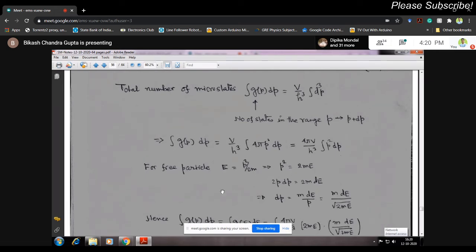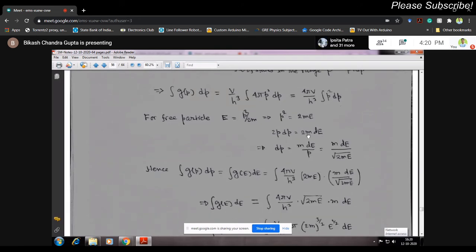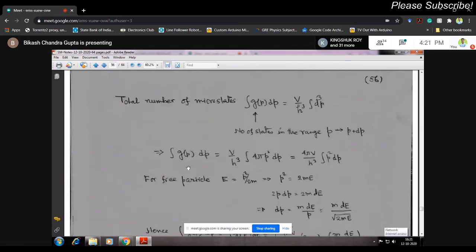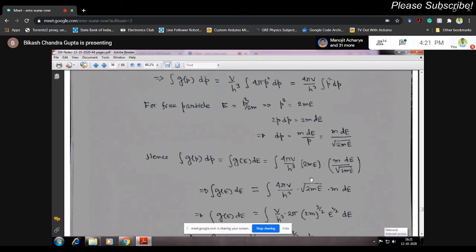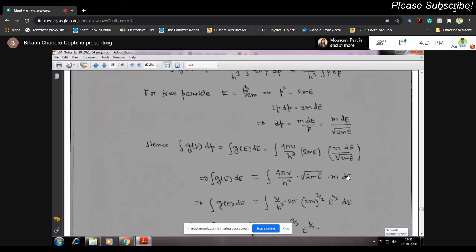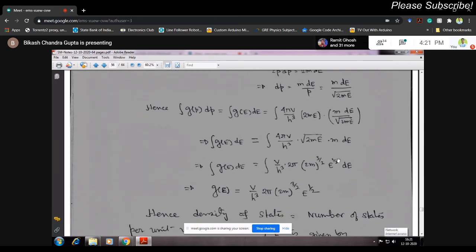And generally when you talk about the density of states, you write it as a function of E, okay? So from p square equals twice mE, twice p dp is twice m dE, so p dp equals m dE, and from there you can find dp in terms of dE. Again, you can replace p in terms of E, the square root of twice mE, and if you put these values here, then 4 pi V by h cube times twice mE, because p square is twice mE, and dp is m dE divided by p. And if you do a little bit of simplification, you get 4 pi V by h cube, this m, this, and then this factor E to the power half and dE.